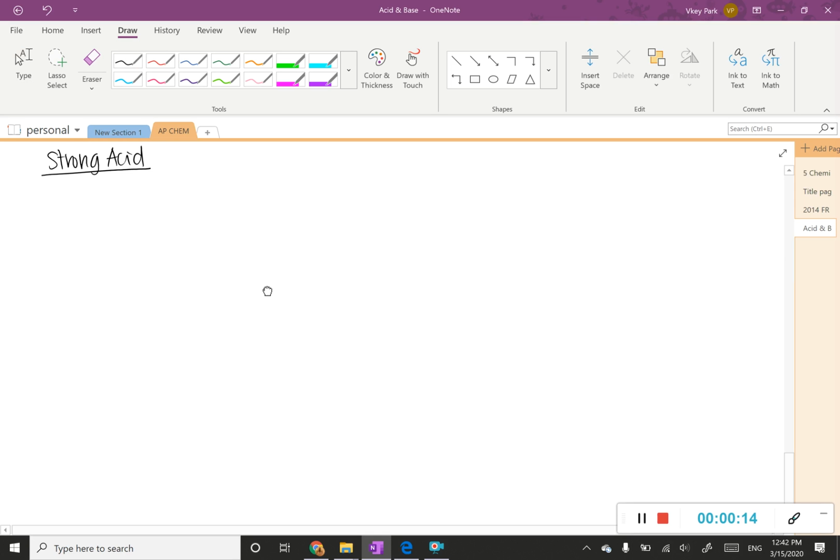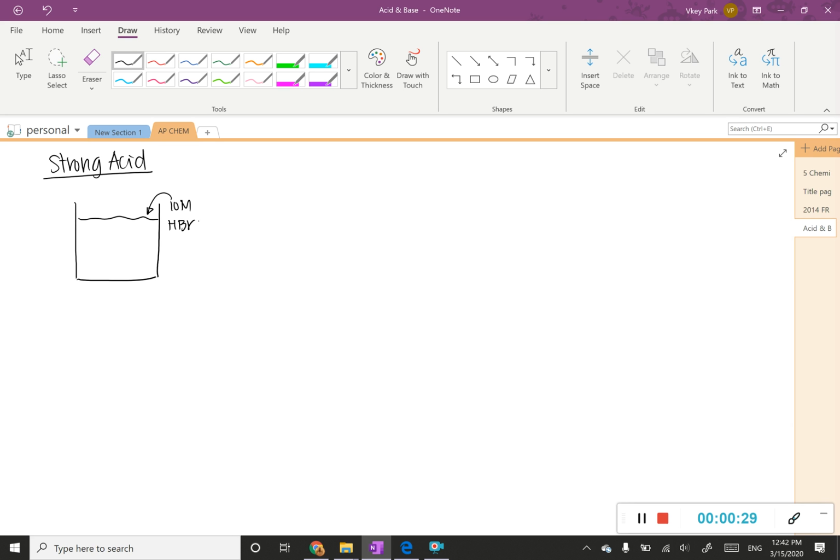We are now going to talk about how to determine if an acid and a base is strong versus weak, in regards to its equilibrium. So let's talk about the strong acids first. Let's assume that here's a solution of 10 molarity HBr. Let's say 10 couples of HBr, which we know for a fact are strong acids, but let's just say we don't know, come to a pool party. So 10 couples come to a pool party.